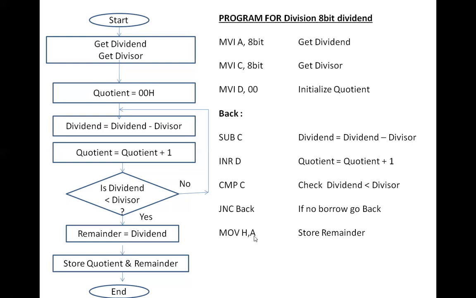So we store the remainder, that is the content of the accumulator, into H, and then store the content of D into L. D, what is D? D is the quotient value, into L. A is the remainder value, into H. And then this HL pair will be representing the total result. H contains the remainder, L contains the quotient. If we want to store it somewhere in a memory location, we can similarly use the SHLD instruction with some memory location, so that the quotient as well as the remainder will be stored in successive memory locations.